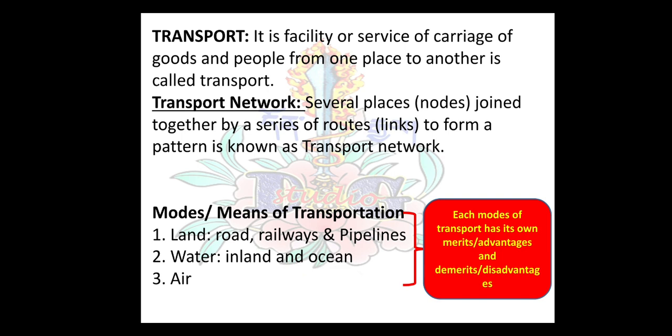In this chapter the main thing we are going to discuss is the means and modes of transportation one by one. First, from land transport we are going to study roadways, railways and pipelines, and next we are going to discuss water transport. Water transport is further divided into two: inland waterways and ocean waterways. And next we will discuss air transport.